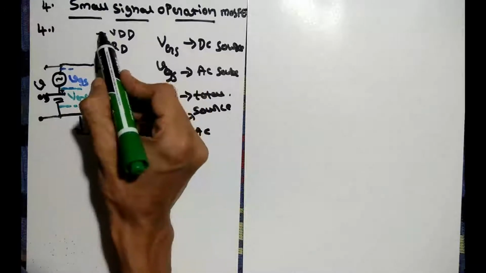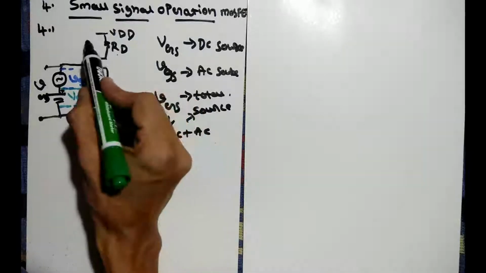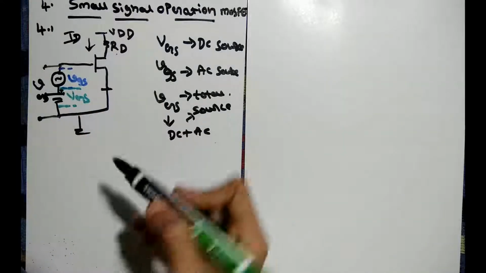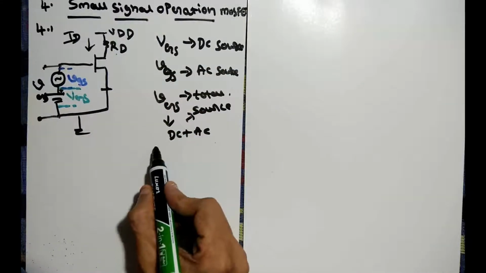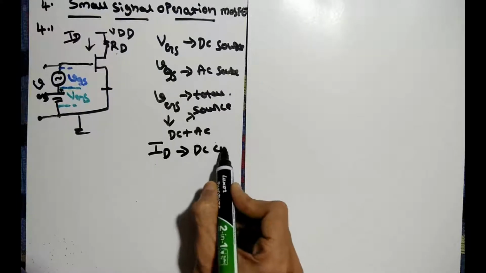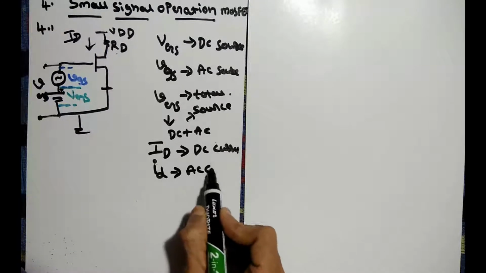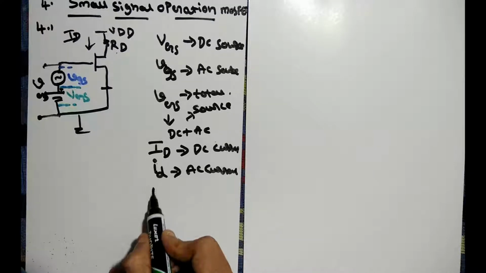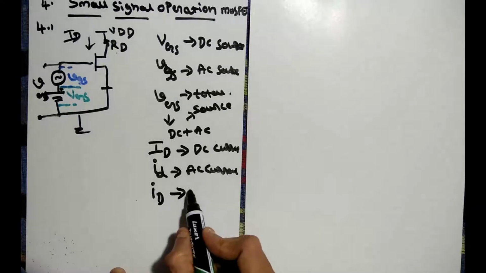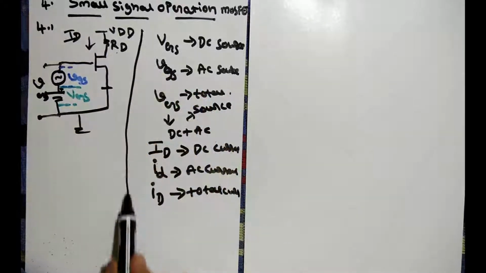In a similar way, we can represent the current flowing through RD and VDD. Here also the ID current can be written in three types. The first, ID with everything capital, is the DC current. Similarly, with everything small, it is the AC current. And with I small and suffix D capital, this is known as the total current. These are the notations you have to remember.